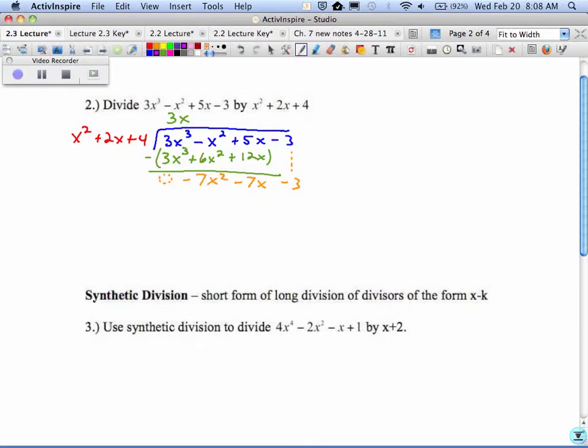What do I have to put up top so that when I multiply by x squared, I get negative 7x squared? Negative 7. So negative 7 times x is negative 7x squared. You want those two to be identical. Negative 7 times 2x is negative 14x. Put it in parentheses. Subtract. Negative 7x squared minus a negative 7x squared will be gone. Careful here. What's negative 7x plus 14x? And then that 3 comes down.